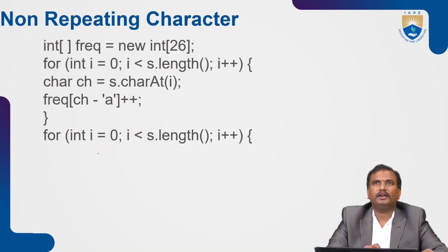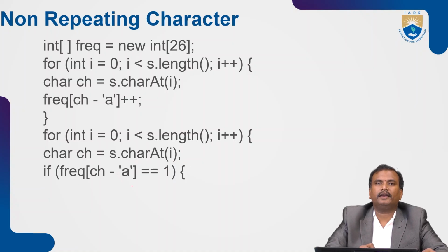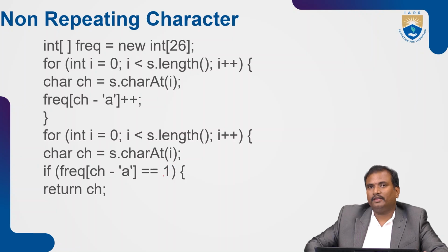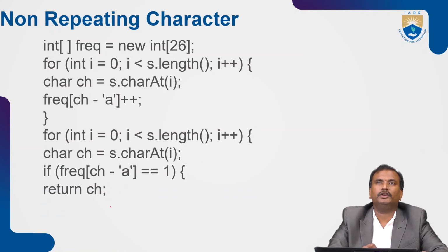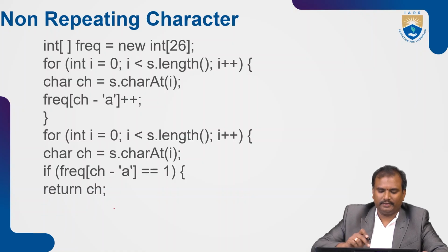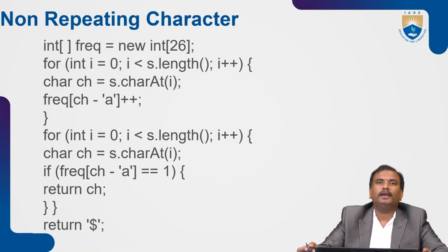Again we traverse the string: for int i equals 0, i less than s dot length, i plus plus, and again we take the same character ch is equals to s dot charAt i. If frequency of character minus a is equals to 1, that is the first element having 1 occurrence in the string, then we need to return that particular character. Otherwise, if we don't find any non-repeating character, we need to return dollar. This is the way we find the first non-repeating character.